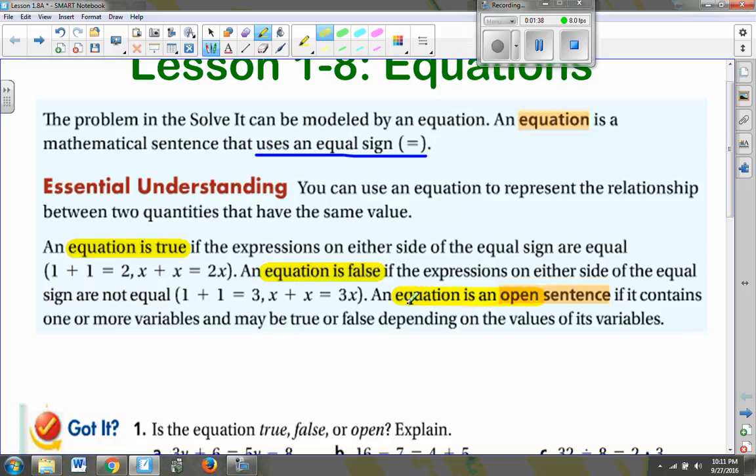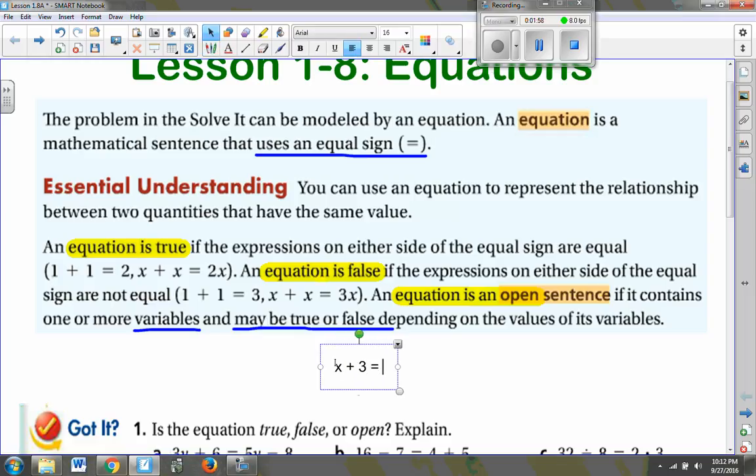And then the other option is to say an equation is open. An equation is open if there are variables, meaning letters, x, y, z, a, b, c, things like that. If there are variables and numbers, it might be true and might be false depending on the value of the variable. So something like that would be, let's say, x plus 3 equals 10.